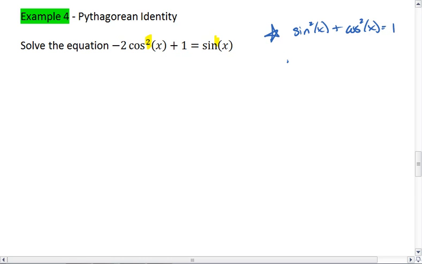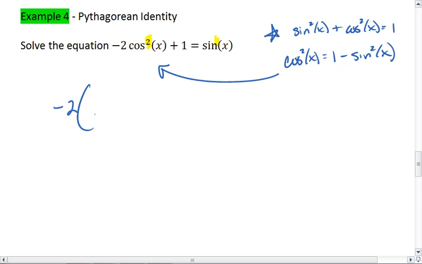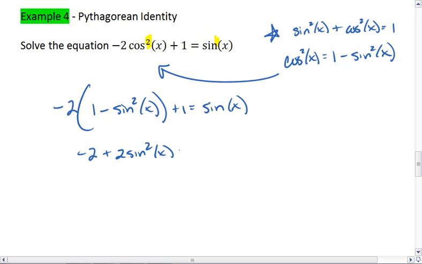Rearrange that, we get that cosine squared of x equals 1 minus sine squared of x. We're going to plug this in to get -2 times 1 minus sine squared x plus 1 equals sine of x. Now we have an equation that just has sine in it. That's easier for us to work with. So we distribute this -2. We get -2 plus 2 sine squared x plus 1 equals sine of x.